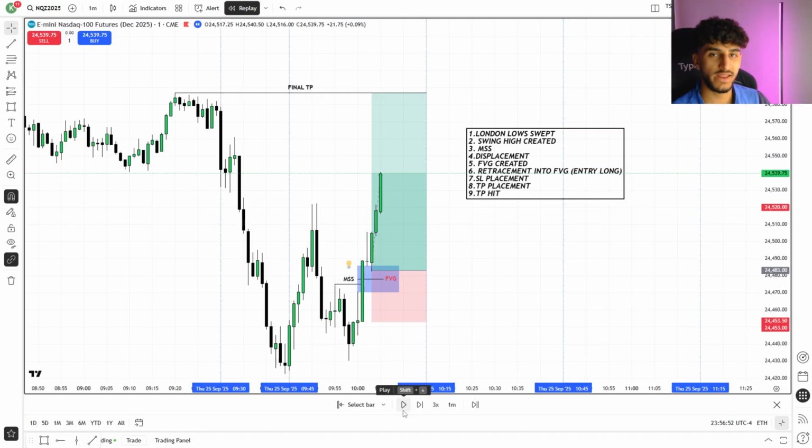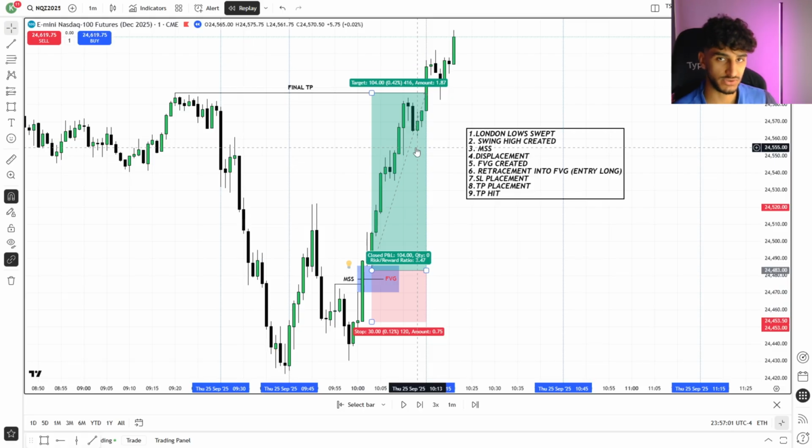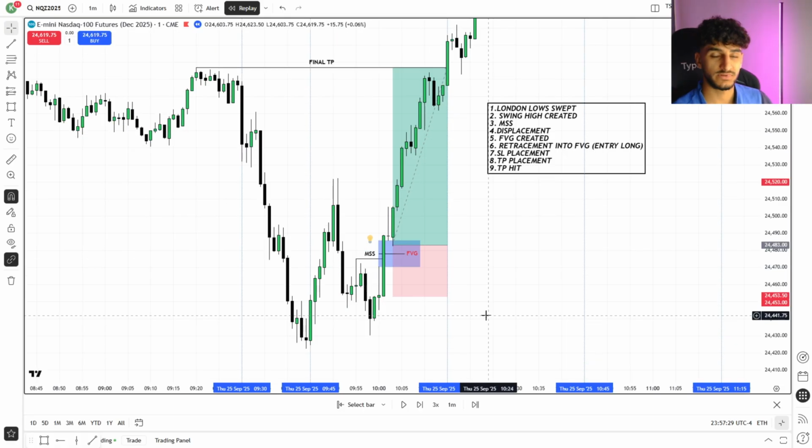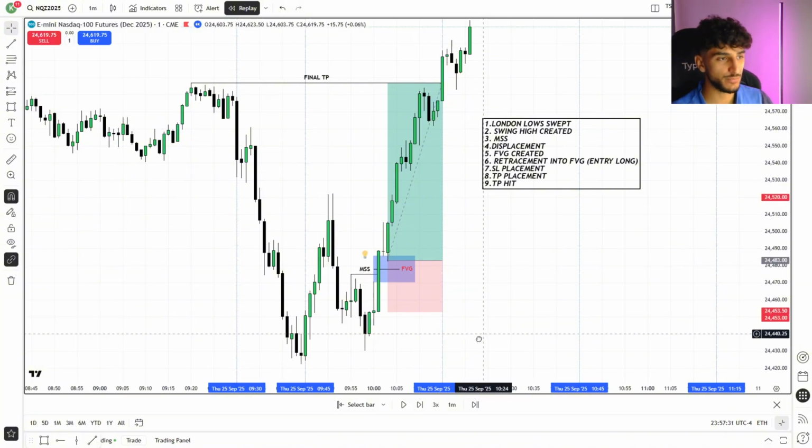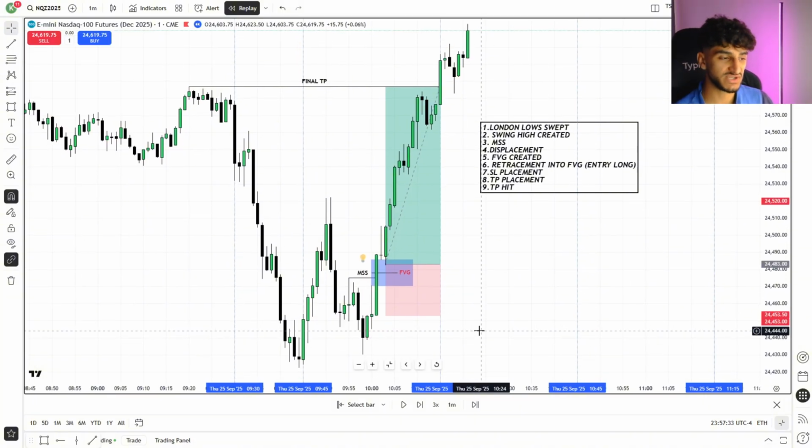Now, if we play price, we see that price shoots up, a little bit of a retracement, and bang, we hit take profit for 104 handles on the day. 3.47 risk to reward, as we can see right here. Now, this is considered to be an A+ setup. We get all the components we need to execute the trade, and pretty much all the stars aligned in order for us to execute this trade perfectly.